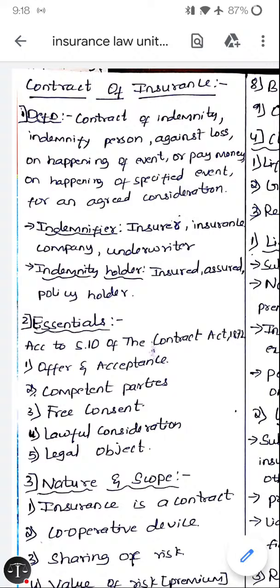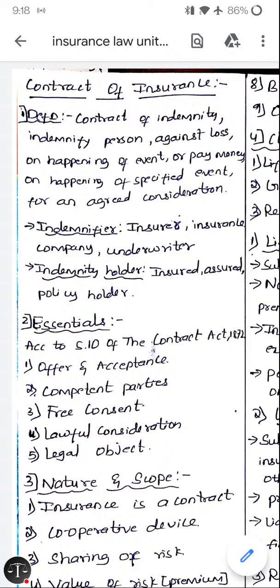Contract of insurance. Definition. A contract of insurance is a contract of indemnity to indemnify a person against the losses on happening of an event, or pay him money on happening of a specified event for an agreed consideration. Here consideration is the premium.